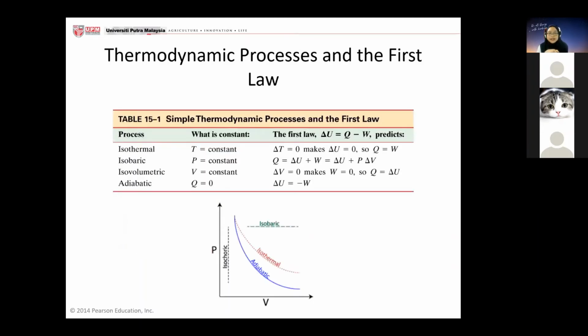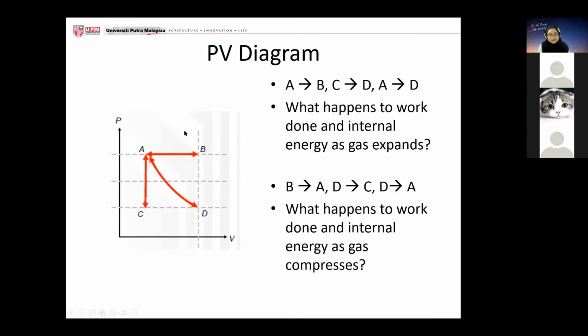This one I have to highlight because it basically summarizes what was talked about in the previous 3 slides. So you have different types of processes, and what is actually the constant one, and what is the prediction you can make from that, right? Okay.